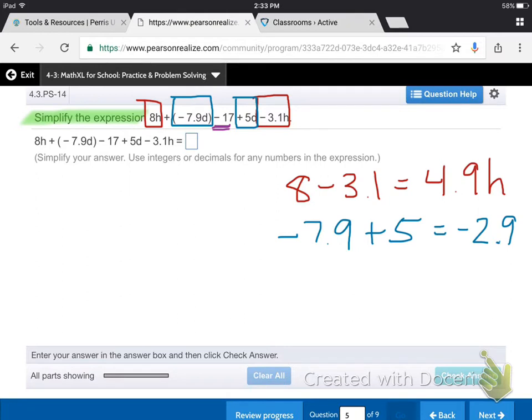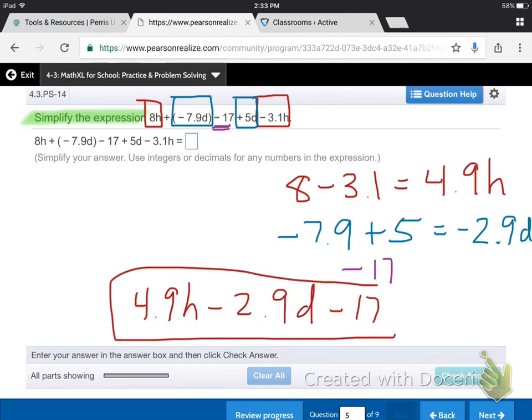Make a dot right there. And that's our D term, right? So I'm going to put a D right there. And then we finally have, in purple, negative 17. So let's rewrite all of that in our answer. Everything on the right-hand side, 4.9h minus 2.9d minus 17. So let's write it down together. Here we go. 4.9h minus 2.9d minus 17. There's our answer. There's no more like terms. If there were, we'd have to add them together. And that answer goes right there.